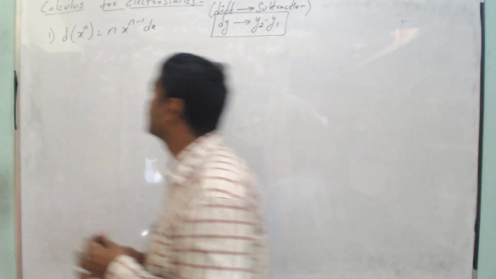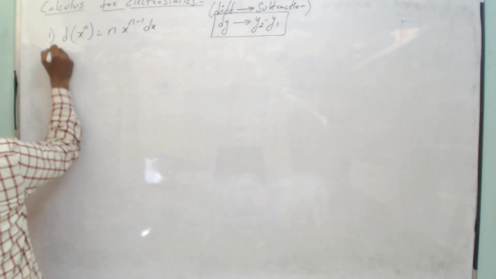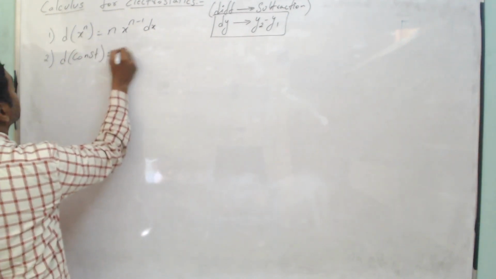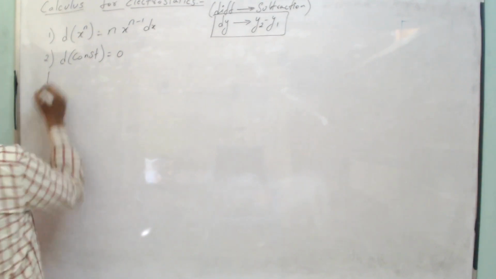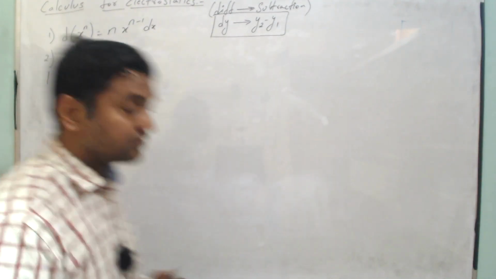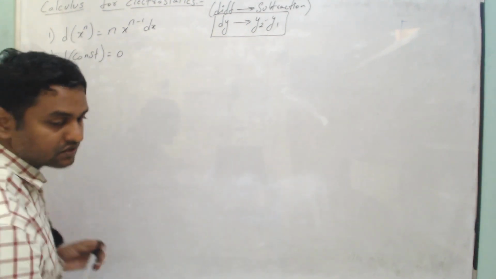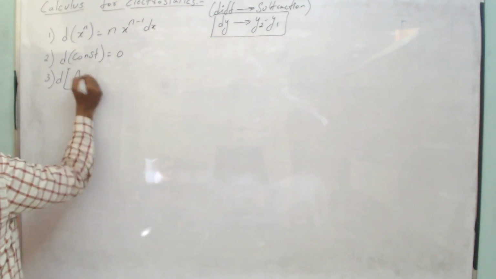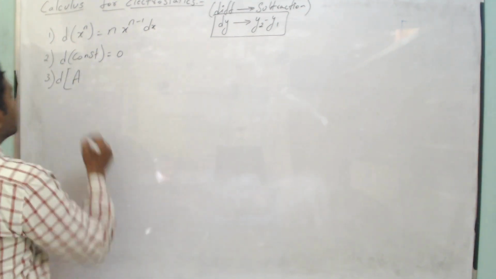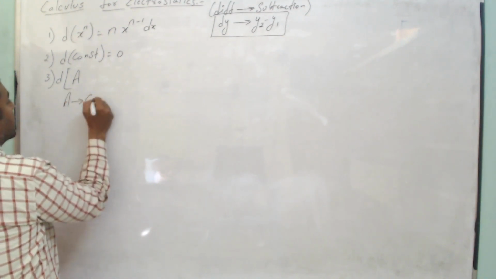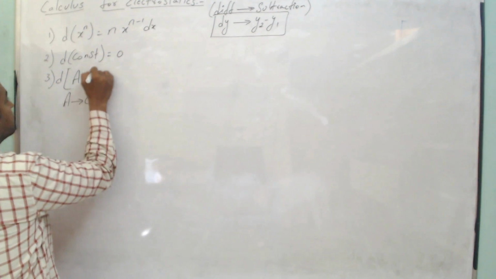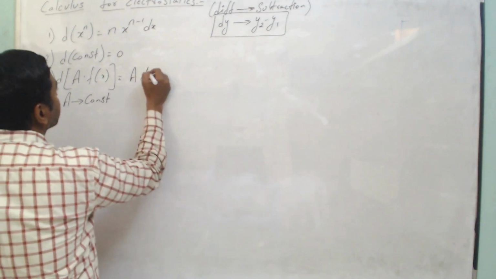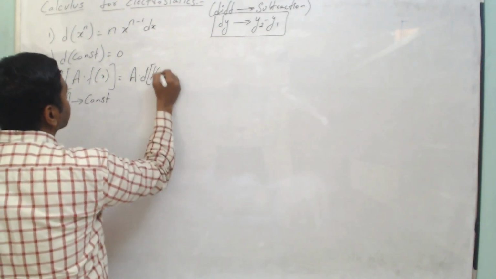Yes, sir. Next, if you remember, the differential of a constant we get as 0. Similarly, if I have the differential of a constant times a function, that means the differential of a times f of x, where a is a constant multiplied with some function f of x, then I can bring this constant out and multiply it with the differential of f of x, correct?